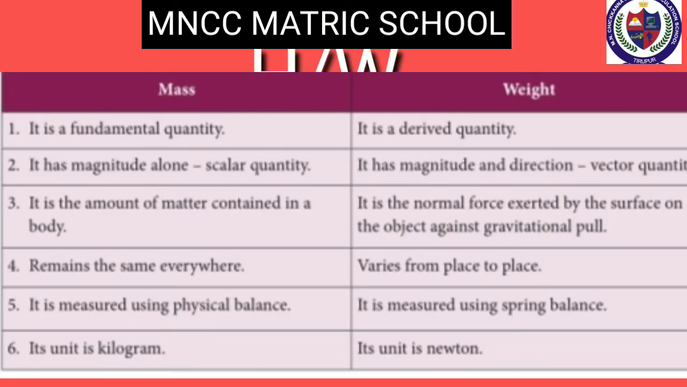Our next topic is the difference between mass and weight. Mass is a fundamental quantity and weight is a derived quantity. Mass is a scalar quantity and weight is a vector quantity. Next, mass is measured using a physical balance and weight is measured using a spring balance. And next, the SI unit of mass is kilogram and the SI unit of weight is Newton.